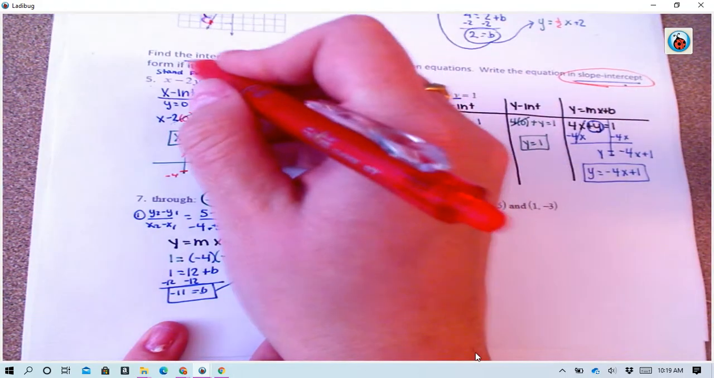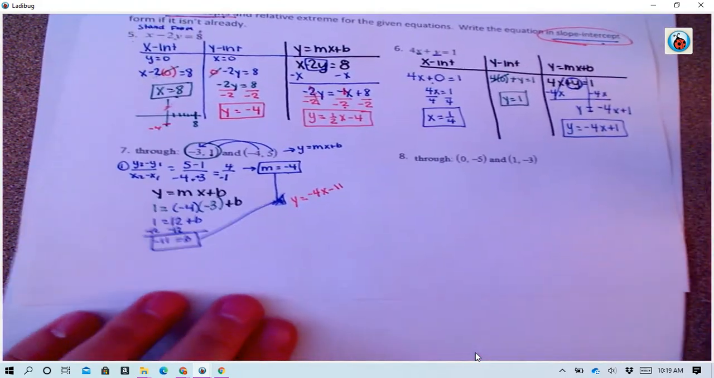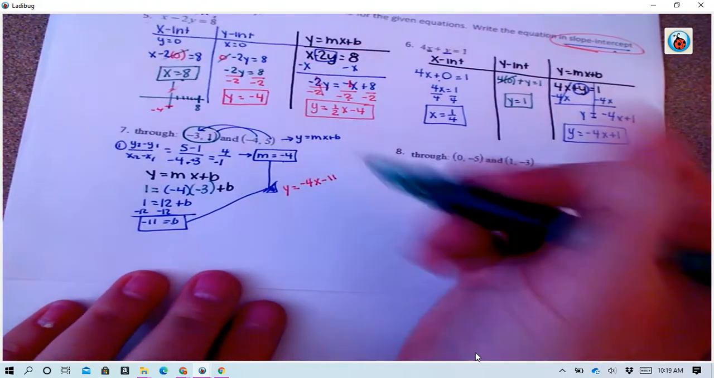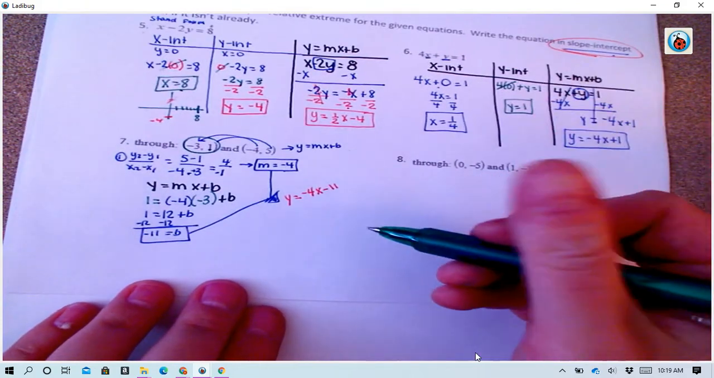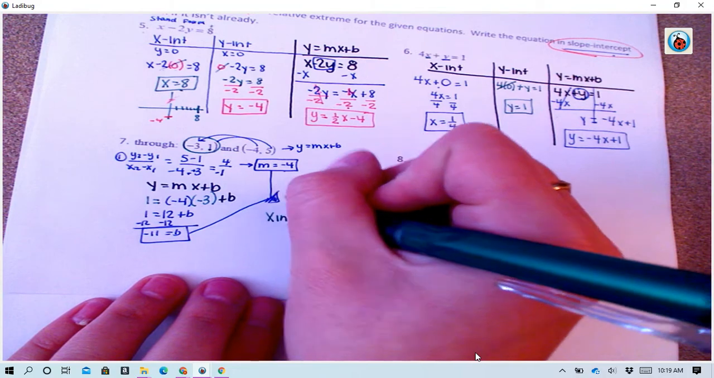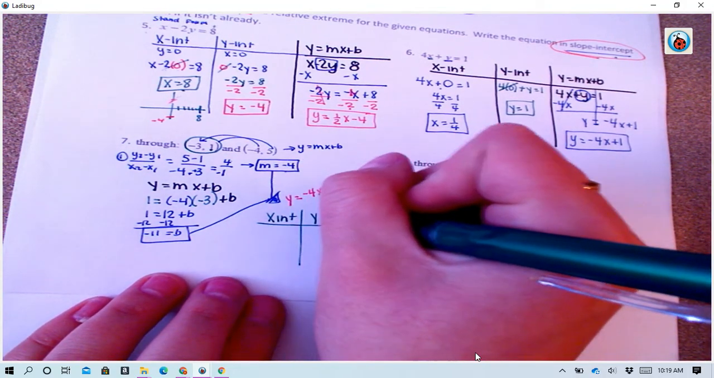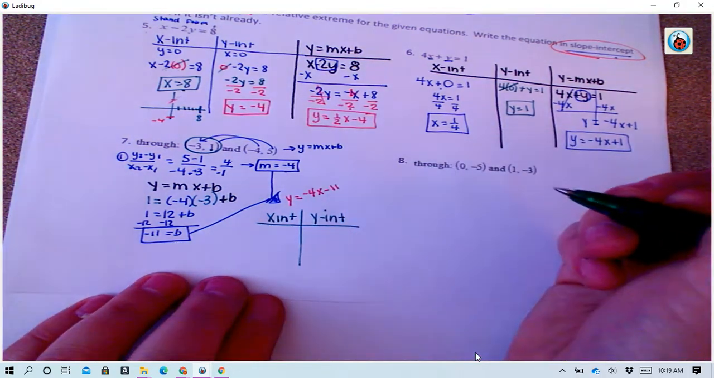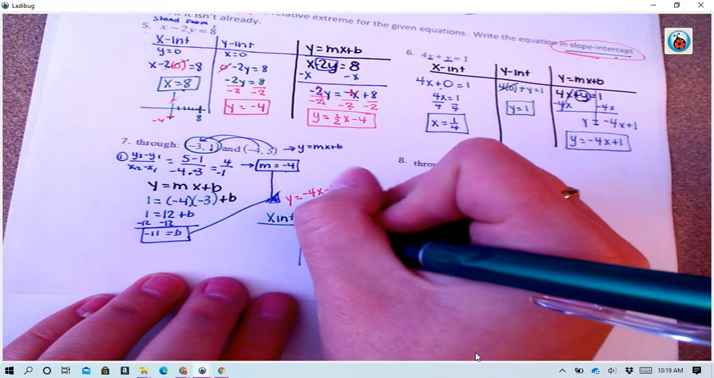Now we have to find our intercepts. So I'm just going to create a little table down here. If you need more room, you can always go on the back. So to find our x-intercept and then our y-intercept. Well, the y-intercept is easy. It's your b value. So it's negative 11.